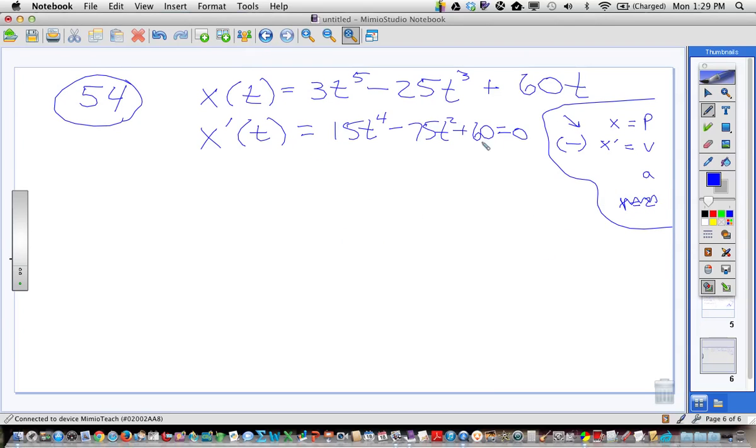Oh geez. How about we factor out a 15? We have t to the 4th minus 5t squared plus 4.